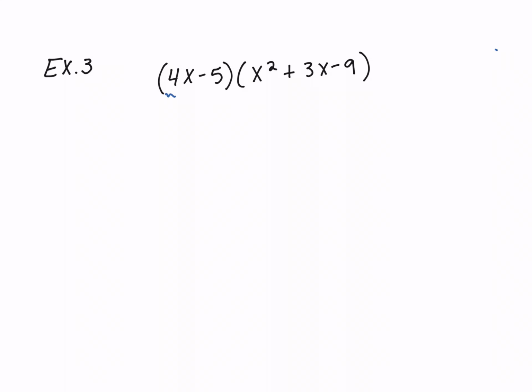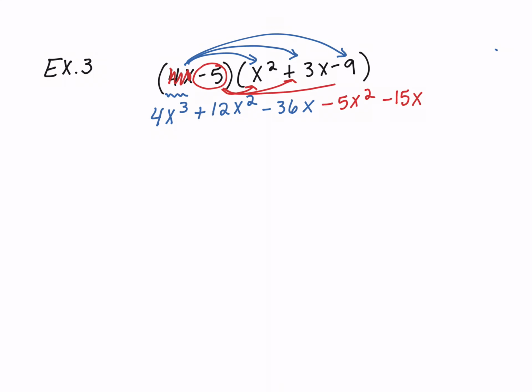So I have 4x times x squared is 4x to the third, because I'm adding my exponents. 4x times 3x would be plus 12x squared. Then 4x times negative 9 would be minus 36x. So I'm done with the 4x. I'm going to do the exact same thing with a negative 5. Negative 5 times x squared is minus 5x squared. Negative 5 times positive 3 is minus 15x. And then minus 5 times minus 9 would be plus 45.